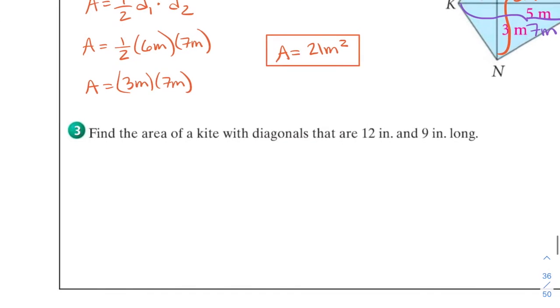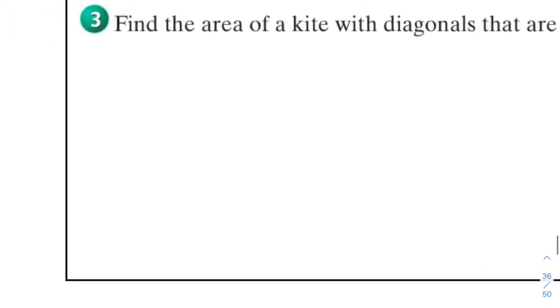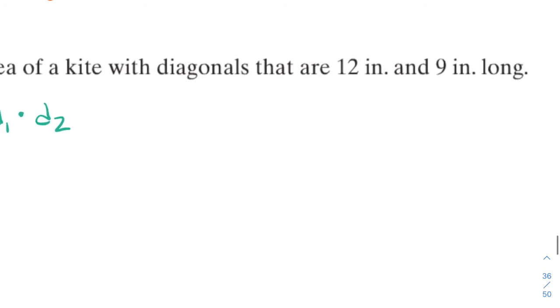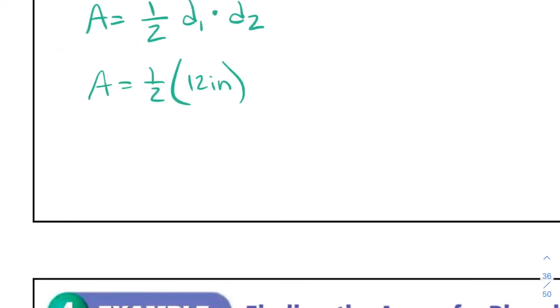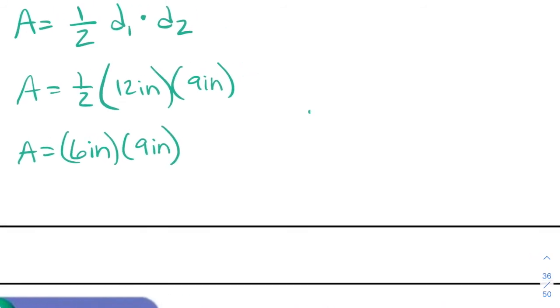And so now the next one, the area of a kite with diagonals that are 12 and 9. It gave us everything we need. So we're going to change everything to 12 inches and 9 inches. So area equals 1/2 D1 times D2. Area equals 1/2 12 inches times 9 inches. Half of 12 is 6 inches. So 6 times 9 is 54.